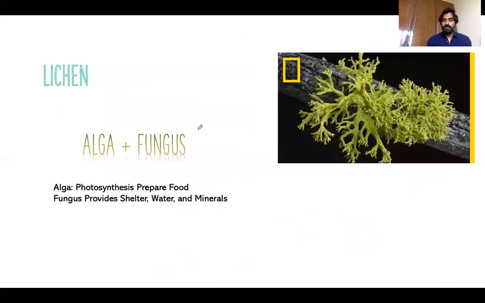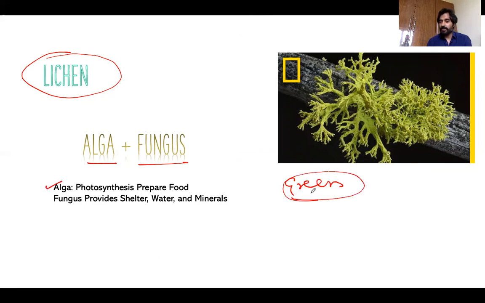So one example is lichen. Lichen you have seen, must be seeing, right? Lichen, if you see, is some sort of green color, but lichen is actually made up of two organisms, alga and fungus. So what happened? Alga is green color, so it can create its own food. It can do photosynthesis.